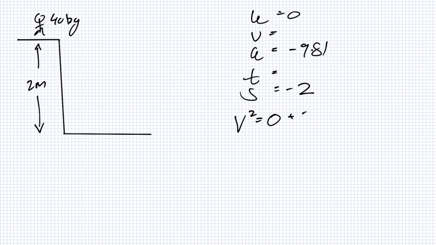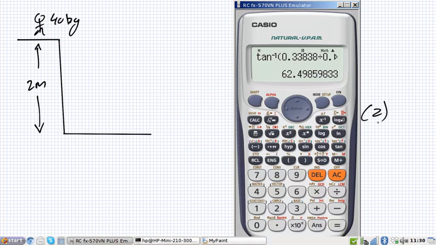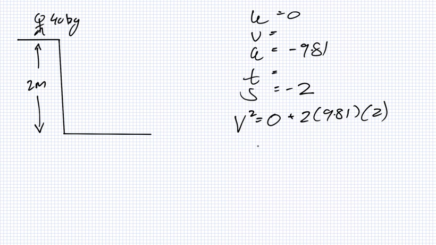Plus 2AS. The minuses cancel there. 2 times 2 times 9.81, and then we'll have to square root that. 6.264 meters per second then. Okay, so that's the first part done.